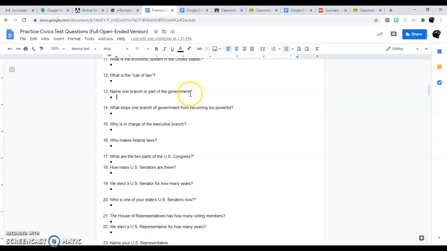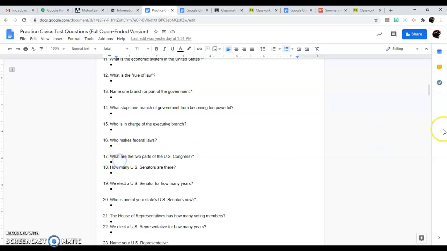Name one branch or part of the government. Of course, there are 3. And if you have a question like this, name one, just put all 3 just in case so that you will have the answer. And that's the legislative, executive, and judicial branch. Number 15, who is in charge of the executive branch? Of course, that's the president. 16, who makes federal laws? Of course, that is the legislative branch. You can also say the U.S. Congress. You can also say the Senate and House of Representatives.